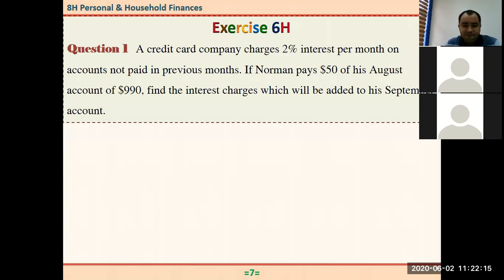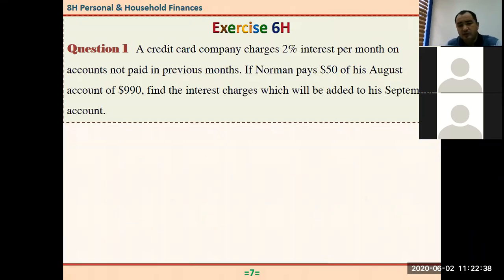Exercise 6H. In this exercise, we have how many questions? 13 questions. And all questions are different. I suggest you not to skip any question, but at least you have to solve 50%. You should, but I suggest you to solve all questions. That's good for yourself. Okay.